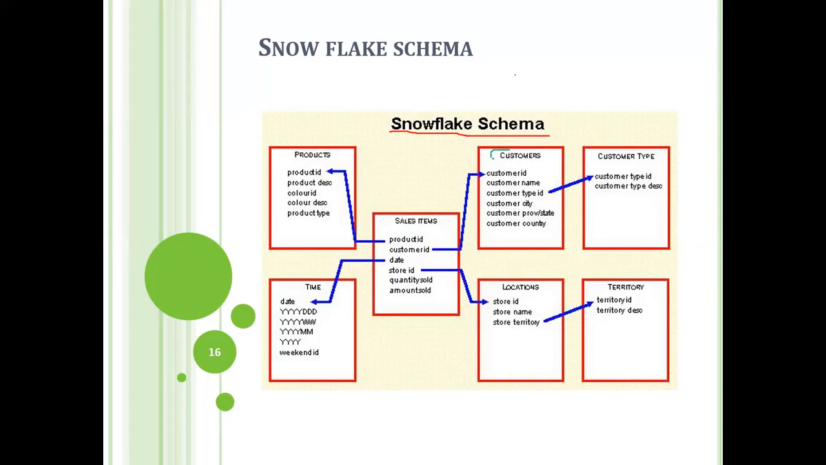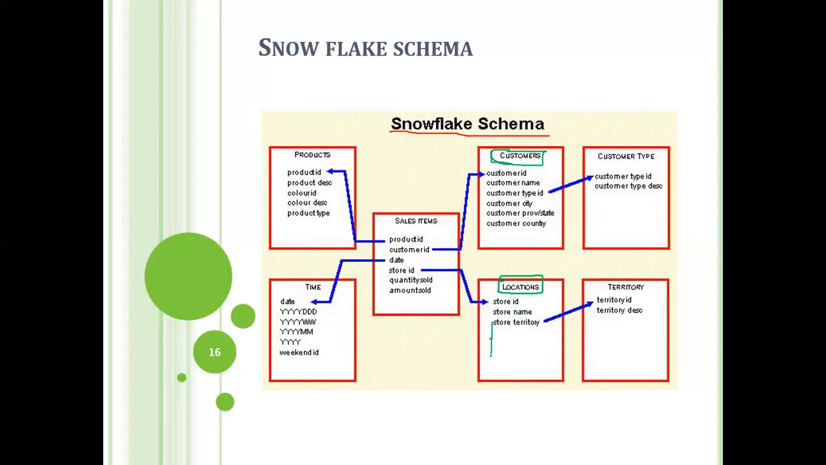this is one dimension table, right? This one dimension table, we are splitting into multiple dimension tables. Look at here, this dimension table we are splitting into multiple dimension tables. So instead of having all the data in the single locations table, we are having the data in another table: store ID, store name, store territory information.